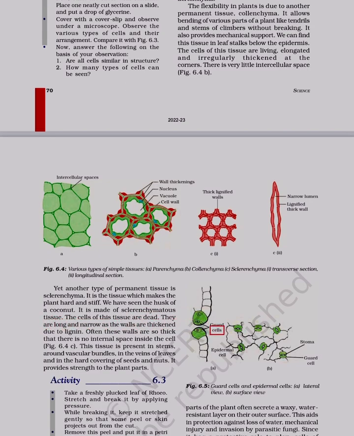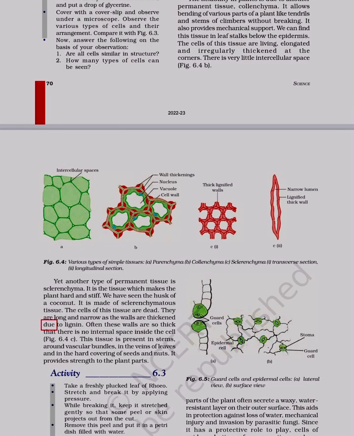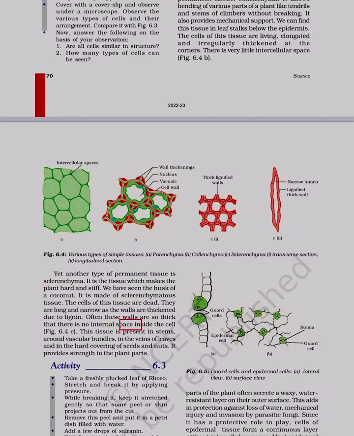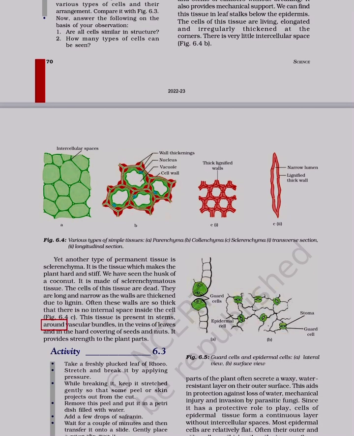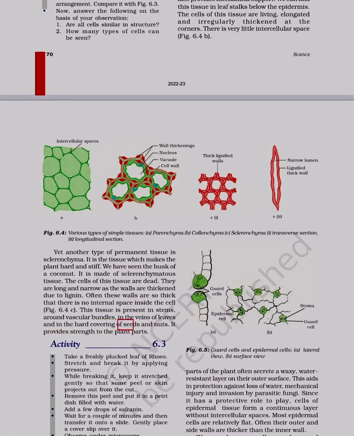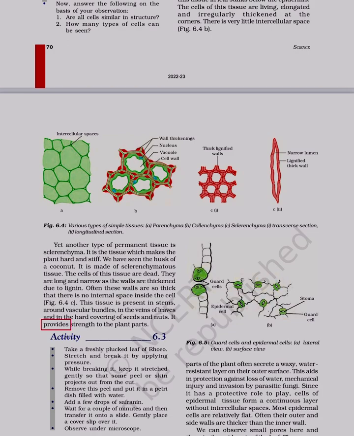Due to lignin, often these walls are so thick that there is no internal space inside the cell. Figure 6.4c. This tissue is present in stems, around vascular bundles, in the veins of leaves, and in the hard covering of seeds and nuts. It provides strength to the plant parts.